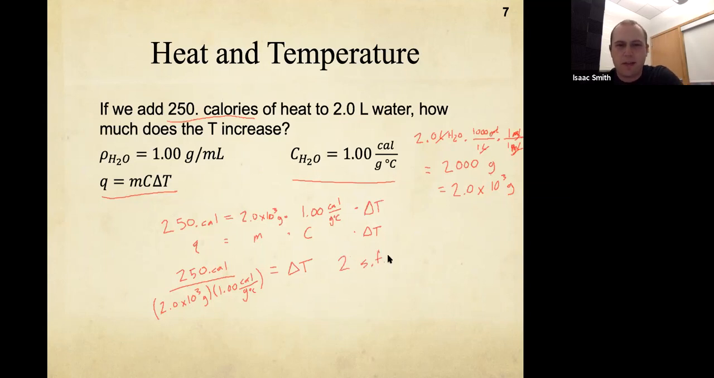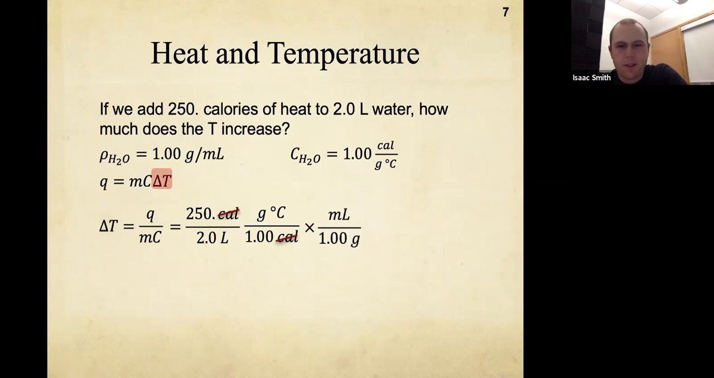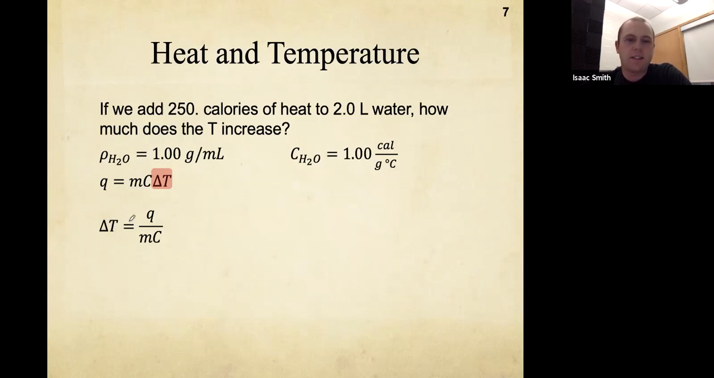So let me just back up and plow through it with the more legible writing here. In this case, instead of writing it out in the Q equals MC delta T form and then doing the algebra, you could just rearrange the equation to give you delta T equals Q over MC, because we know we're solving for delta T. And then you just plug in the numbers. So we have 250 calories, that's Q. Our mass, we can do the conversion right in here.